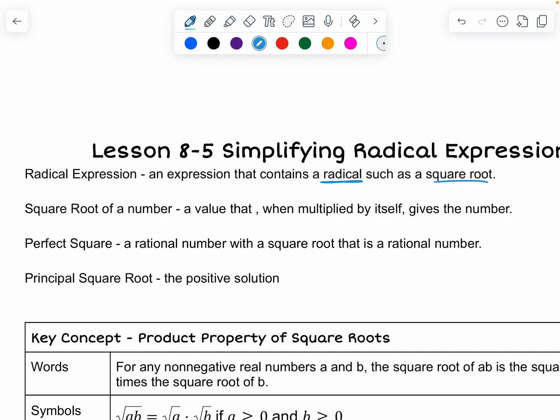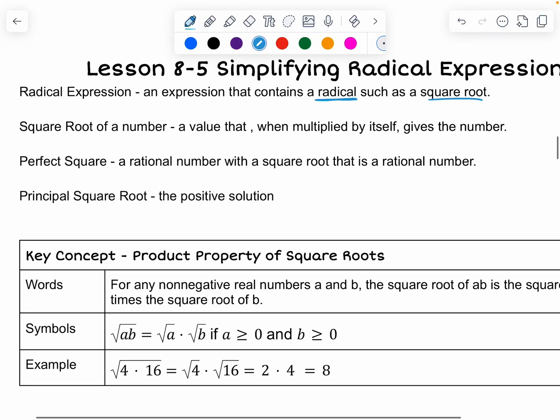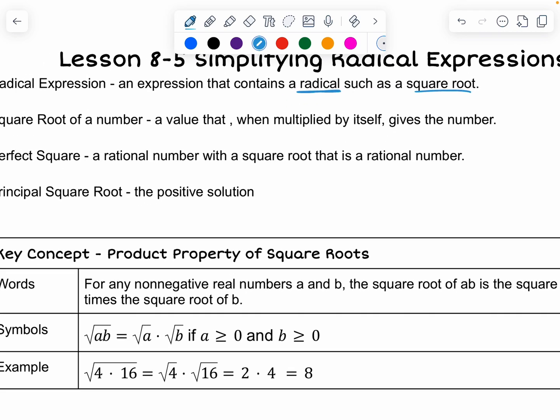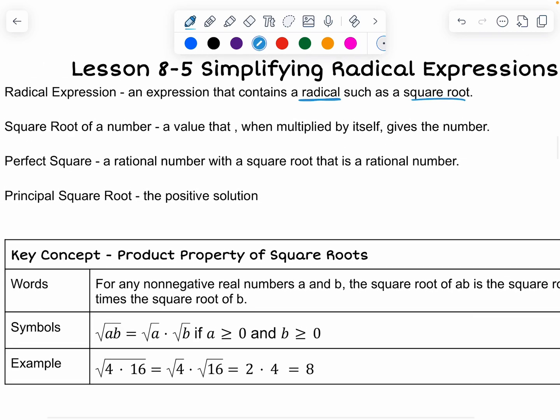It does not have to be a square root. Now, a square root of a number is a value that when multiplied by itself gives that number. So a square is 2 times 2, and that's 4. But if I took the square root of that number, it would be 2.